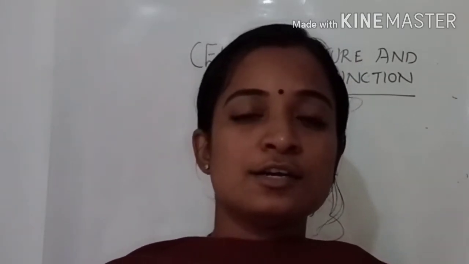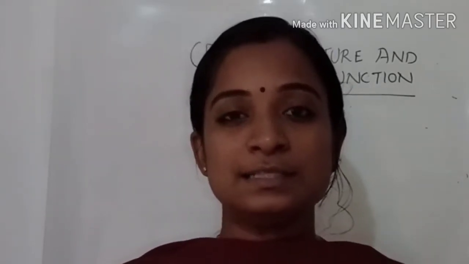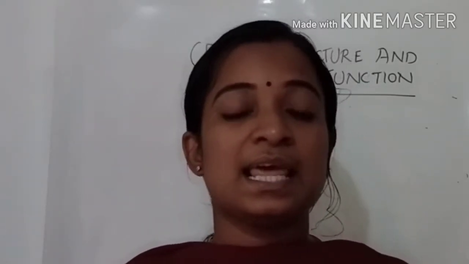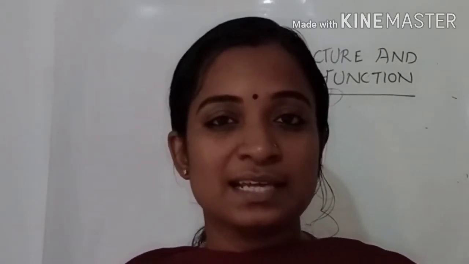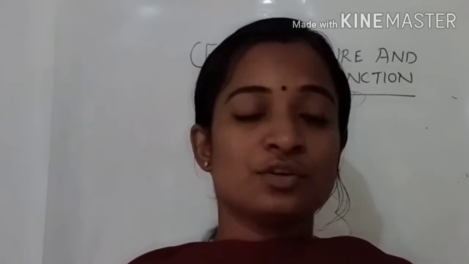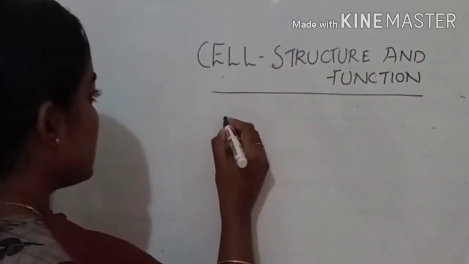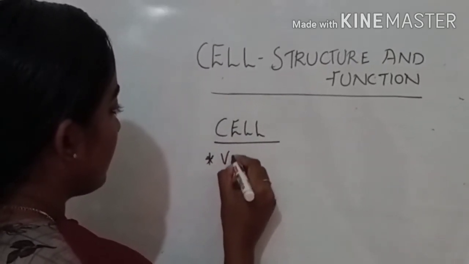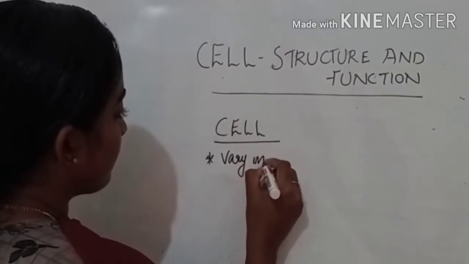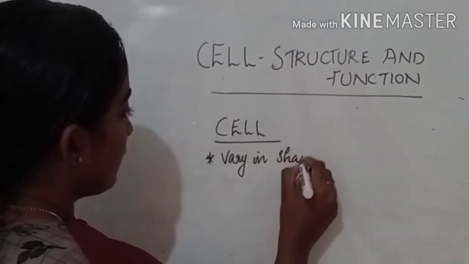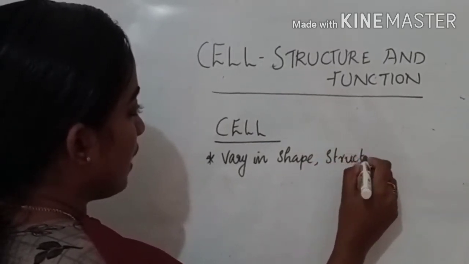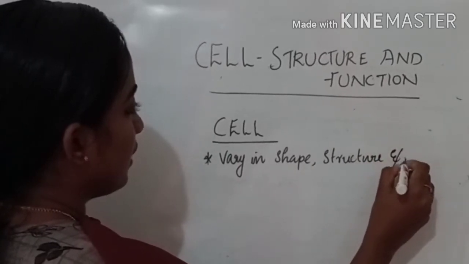Cells vary in number, vary in size, and also vary in shape. So in all living organisms, the cells vary in number, size, and shape. We can write here: cells vary in shape, structure, and number.